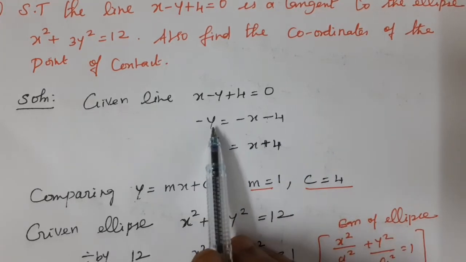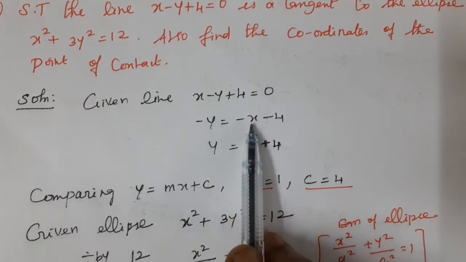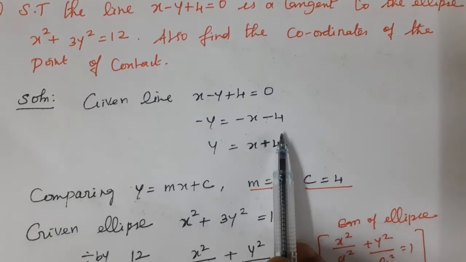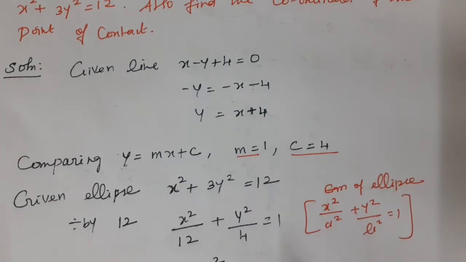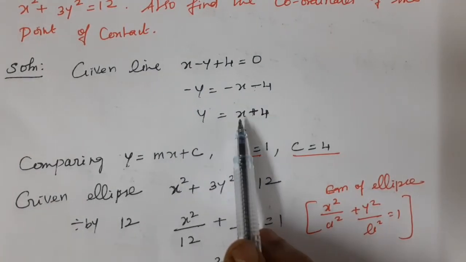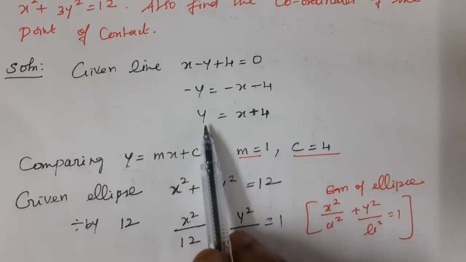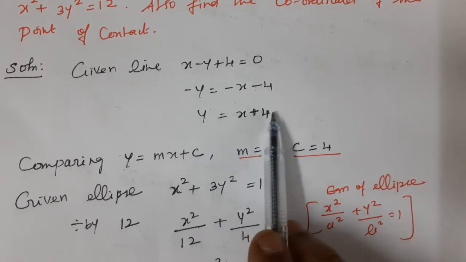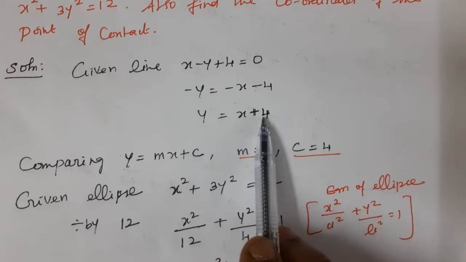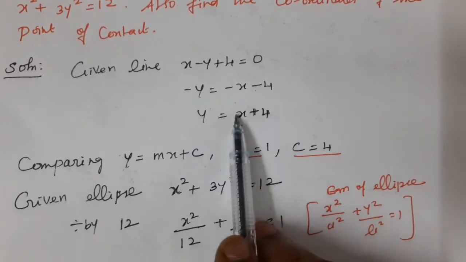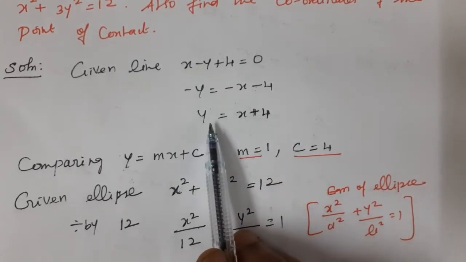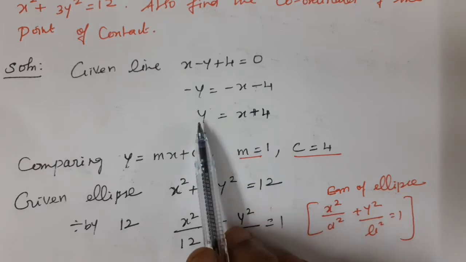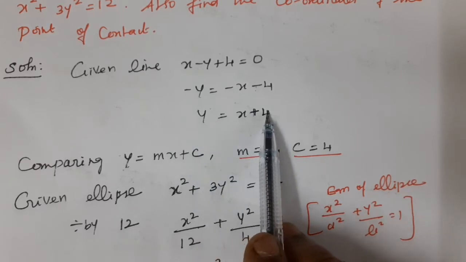Now rearrange the equation: minus y equal to minus x minus 4, so y equal to x plus 4. Remember this one, y equal to x plus 4. We already studied this in the lower class. This is the equation of a straight line. What is the form? This is nothing but y equal to mx plus c.